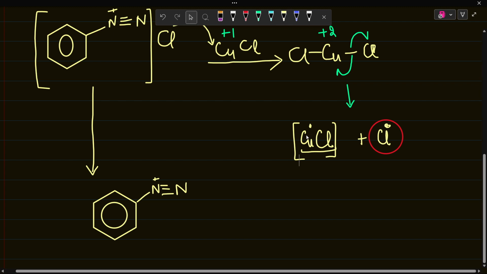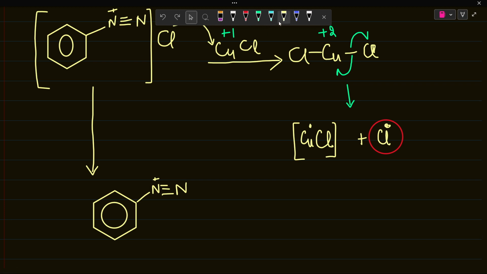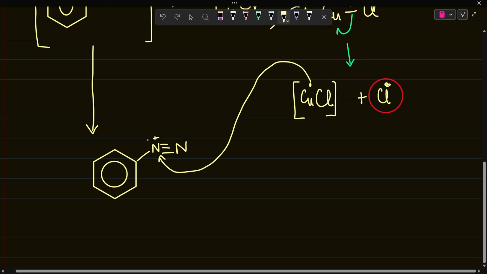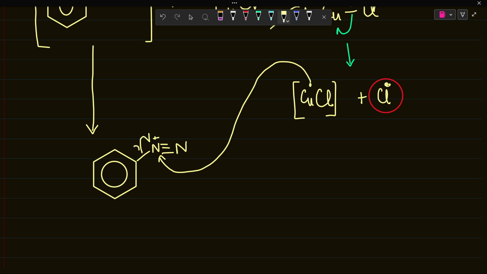It has an extra electron, fine. It has this extra electron over here. So what it will do is that it will donate this electron to this nitrogen, fine. Also, this nitrogen now got one electron, and this will break this bond by homolytic fission.